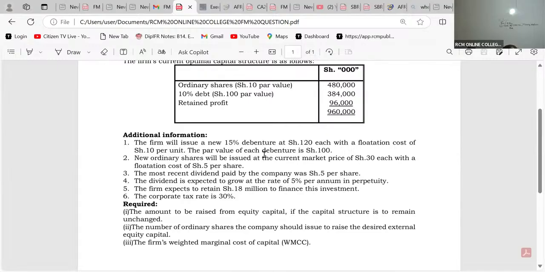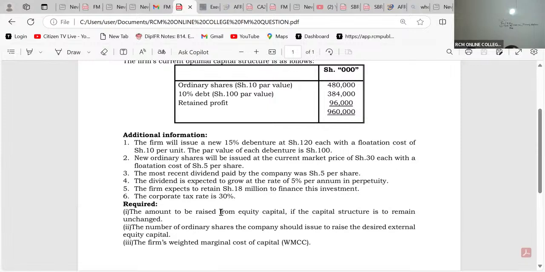The new ordinary shares will be issued at the current market price of 30 each, with a flotation cost of 5 per share. The most recent dividend paid by the company was 5 per share. The dividend is expected to grow at the rate of 5% per annum in perpetuity. The firm expects to retain shillings 18 million to finance this investment. The corporation tax rate is 30%.